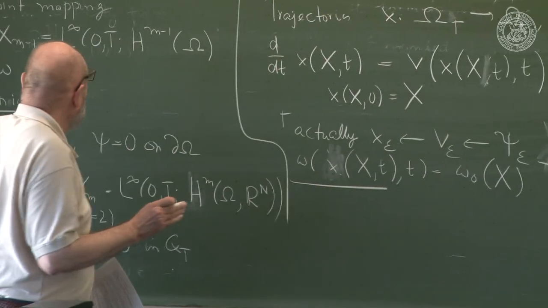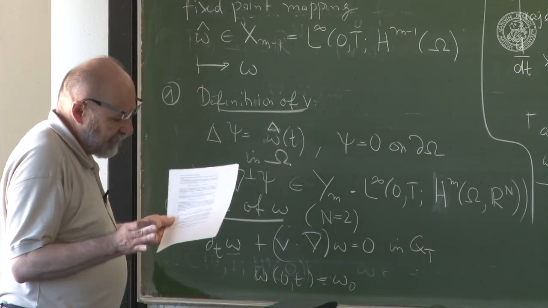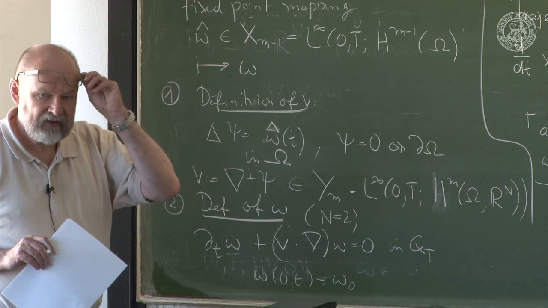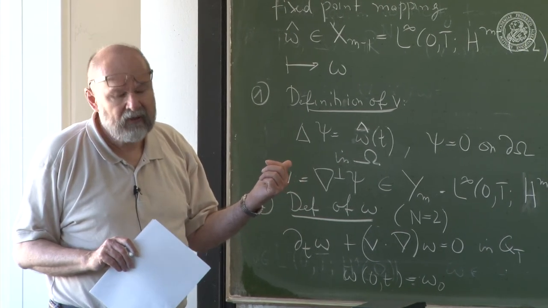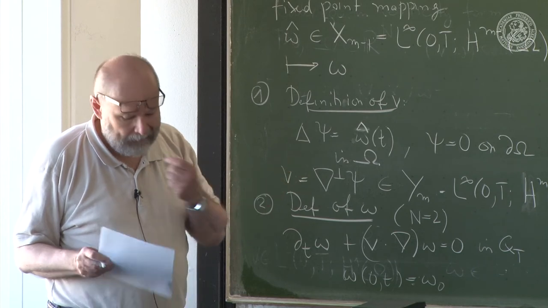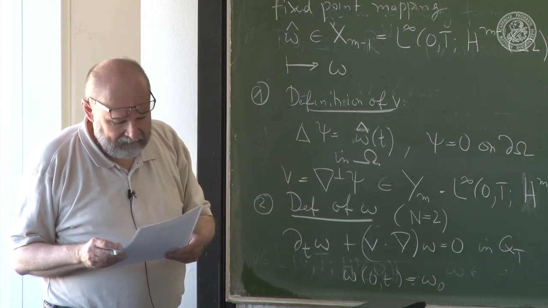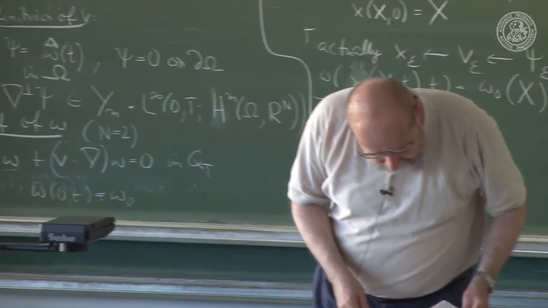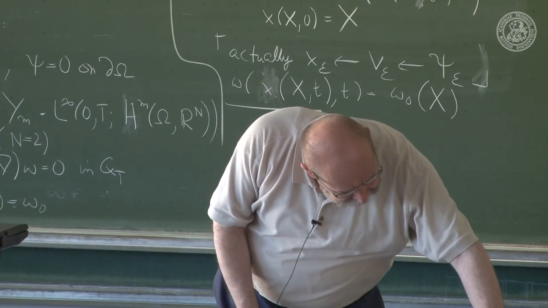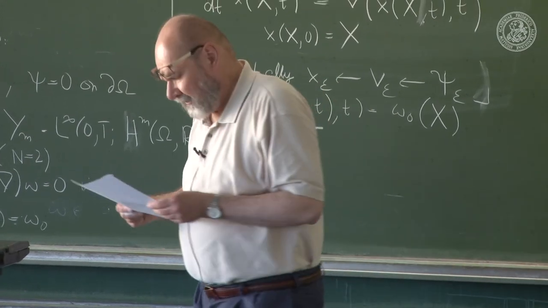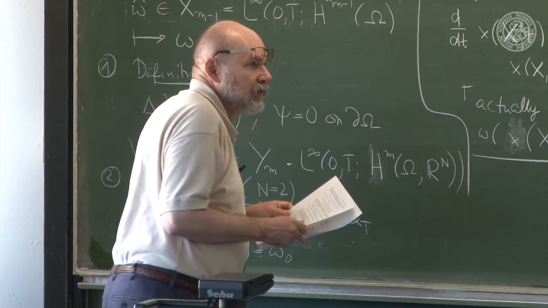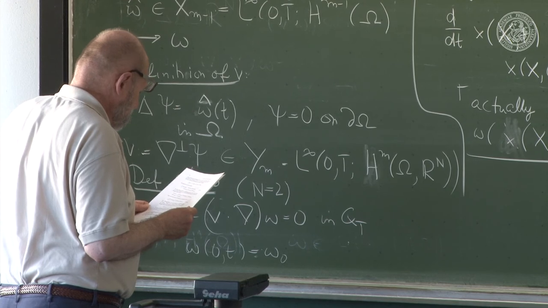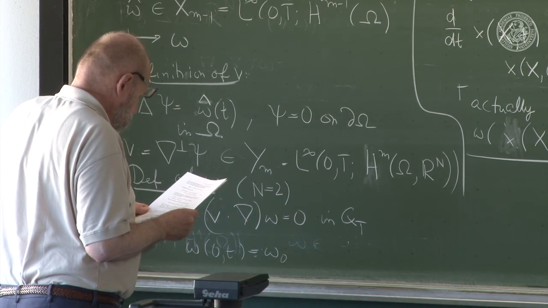And now we have to show two things. We have to find a closed set in the corresponding space here which is mapped into itself. That is one requirement of Banach's fixed point theorem, and we have to show the contractivity. Okay, for this, of course, we need again a priori error estimates. And let me see how I can squeeze this within 3 minutes. How to argue like that?